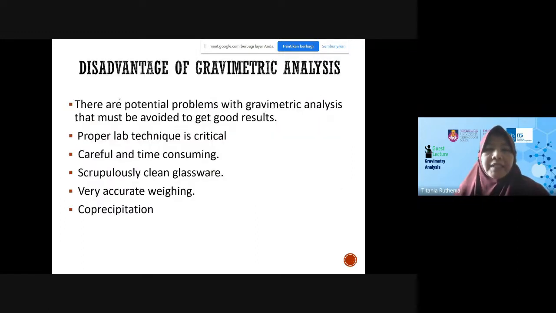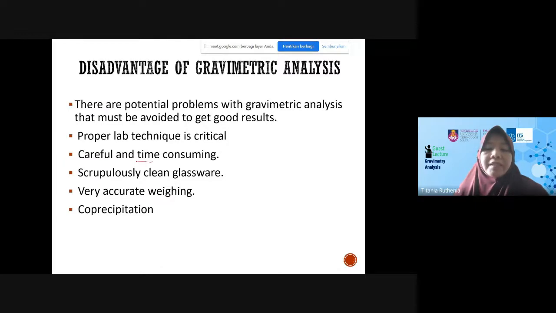And the disadvantages of gravimetric analysis: there are potential problems with gravimetric analysis that we must avoid to get good results. Later, we will talk about the potential problems encountered in gravimetric analysis. So we have to use proper lab technique. We have to be careful. So that's why it's a little bit time consuming.